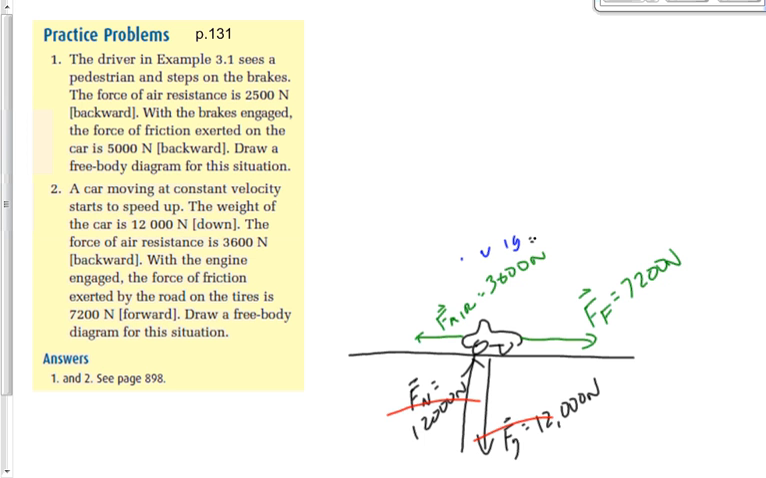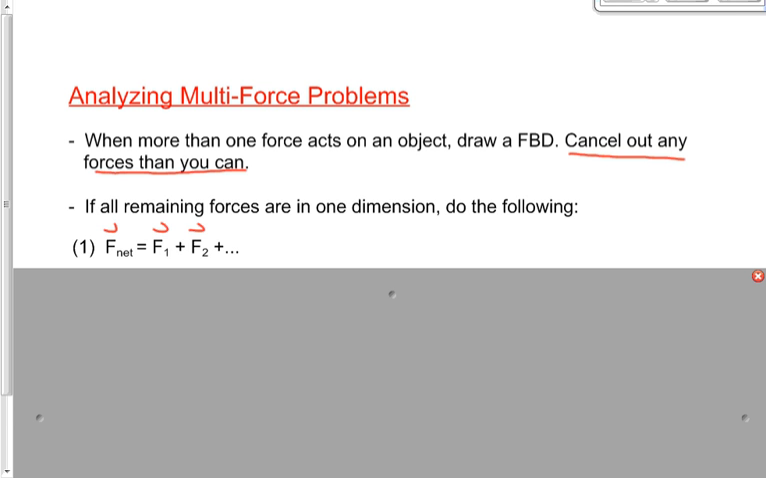F net is equal to all of the forces added together. Call them F1, F2 if you want. Call them FF. Call them F air if you want. Call them FX. Call them FY if you want. I don't care what you call them. Add up all the forces. If there's 2 of them, great. If there's 14 of them, that's a little bit more work, but it's not any harder.